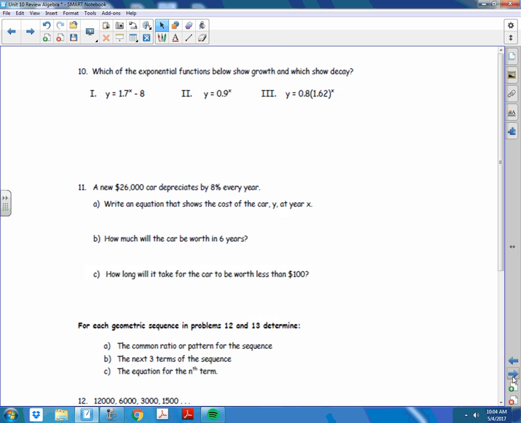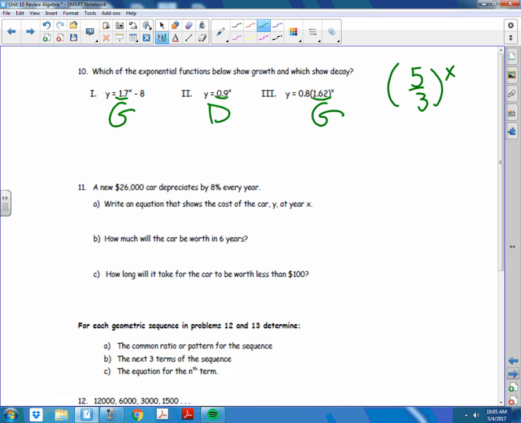Which of these show growth and which of these show decay? What is the only thing that matters? The base of the exponent is all that matters. So, growth, decay, and growth. By the way, pay attention on a standardized test. If they were to say it's 5/3 to the x power, that is growth. Very good. Growth is greater than 1.